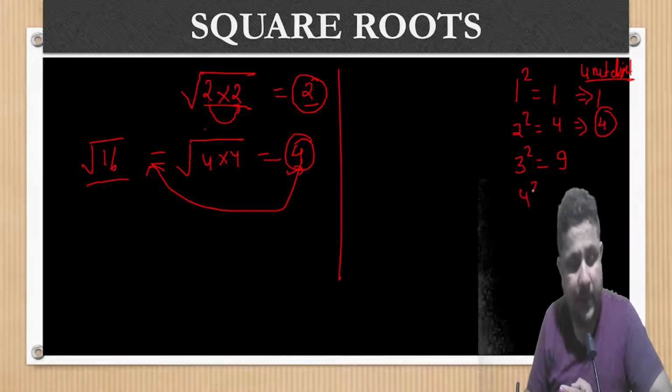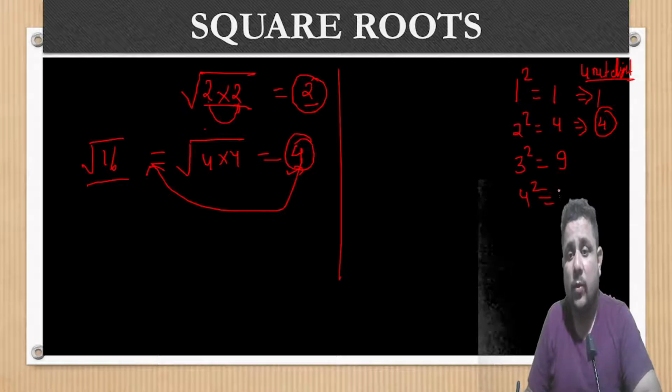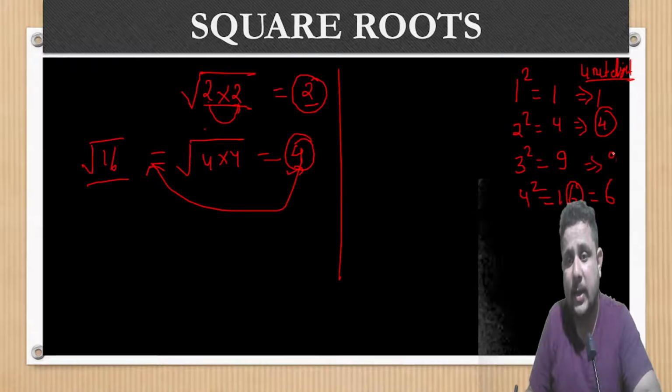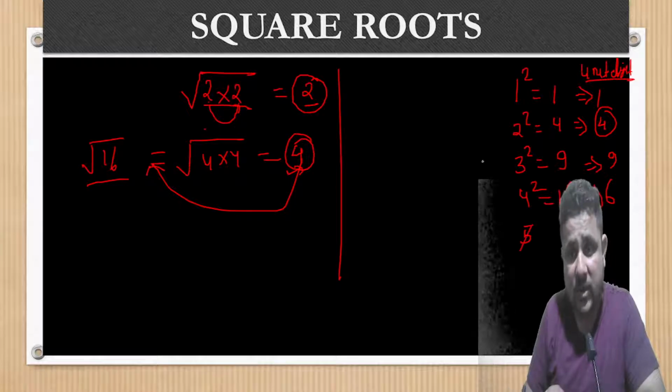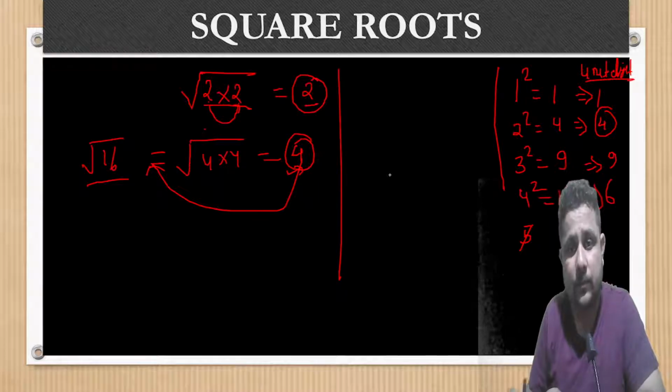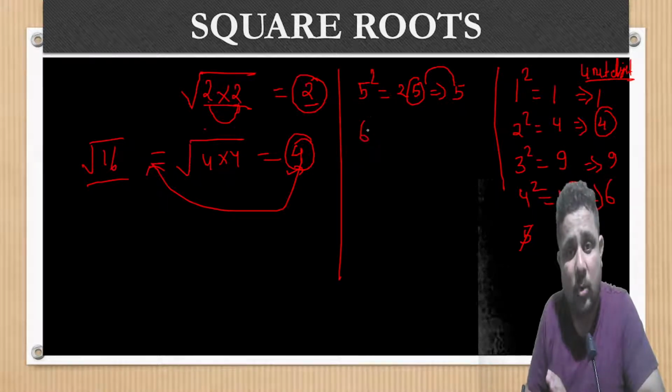Now 4 square, right? What? 4 square is 16, but here the unit digit is 6. Here it is 9. Okay. Now if I talk about 5, I think it is not visible where I am writing, so I'm just keeping 5 square here. Just look out here. 5 square is 25 and the unit digit here is 5. Clear? And if I talk about 6 square, the square of 6 is 36, where the unit digit is 6.